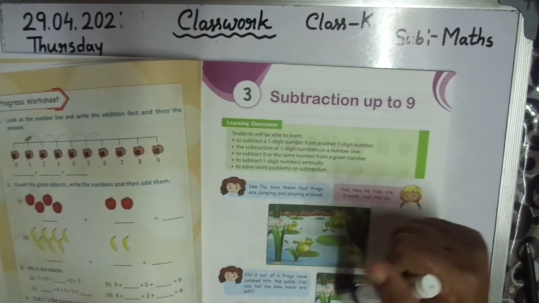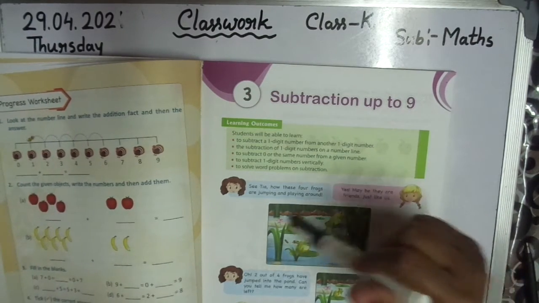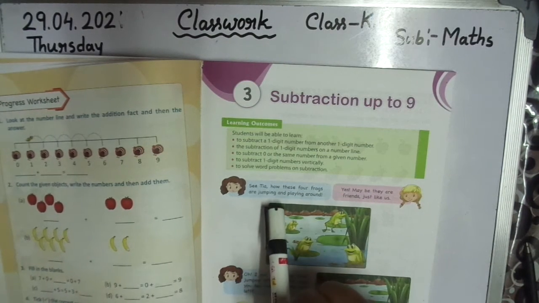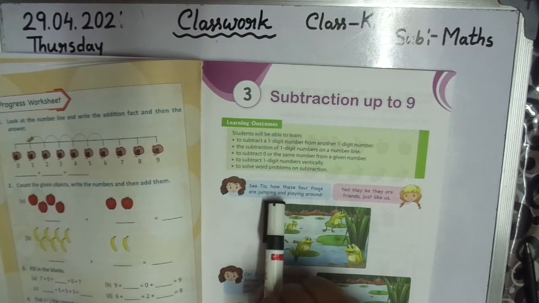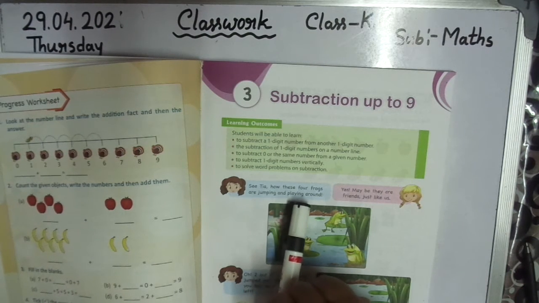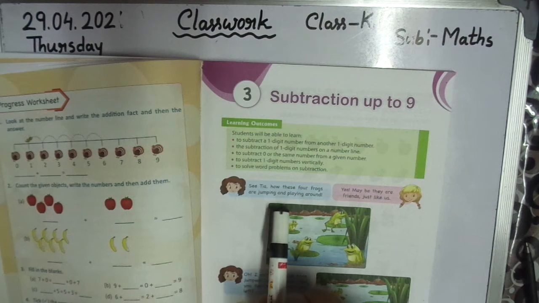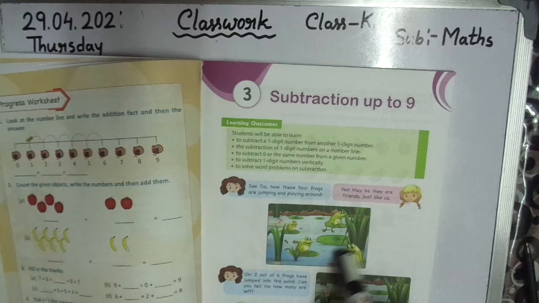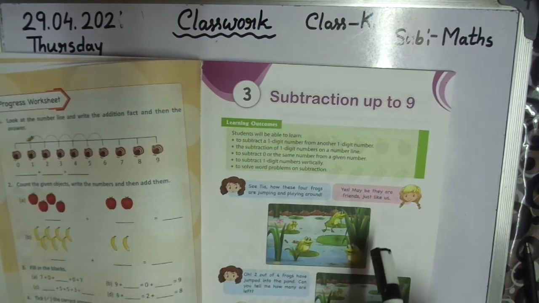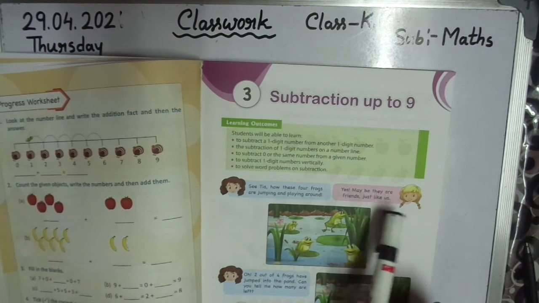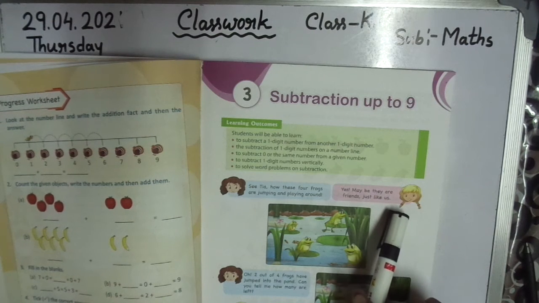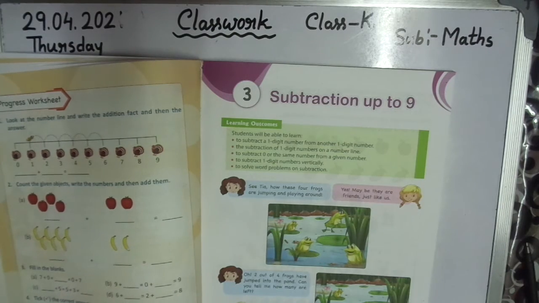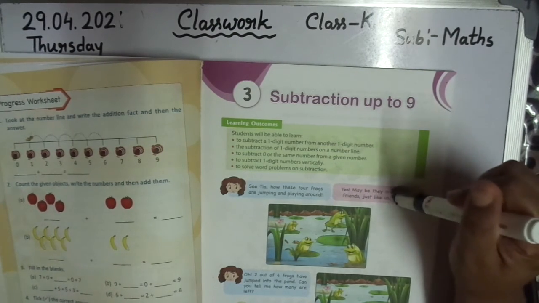So see the picture here, 4 frogs. See how these 4 frogs are jumping and playing around. Yes, maybe they are friends, just like us.